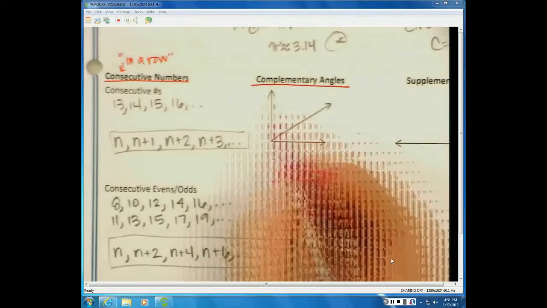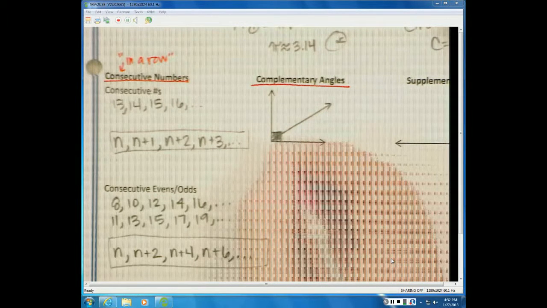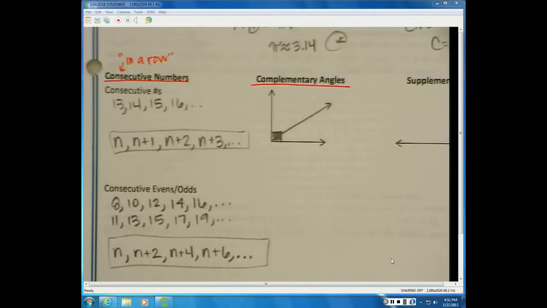So if I look at this, for two angles to be complementary, they need to form what we call a right angle. In other words, this angle right here is a right angle, like the corners of a room or the corner of your paper, or how the floor meets the wall. They form a 90-degree angle.